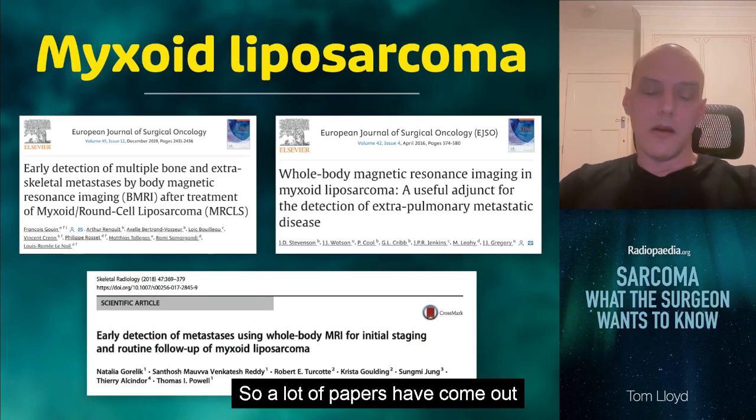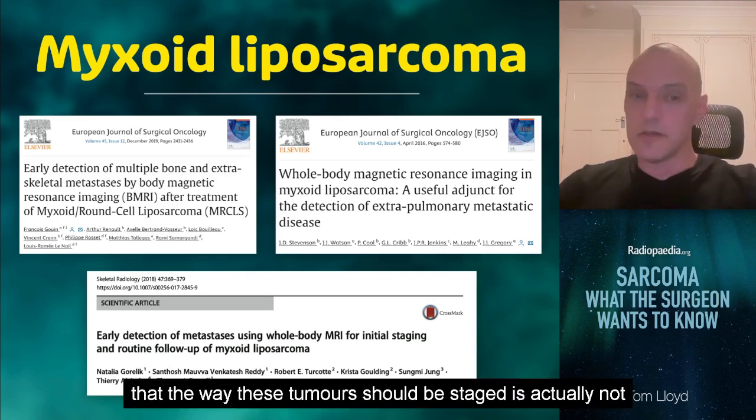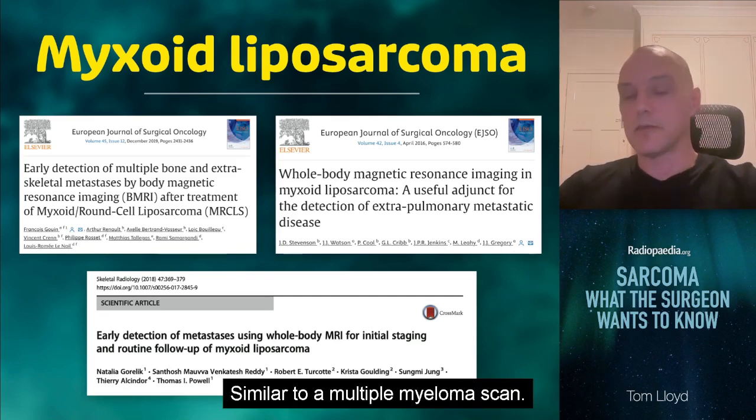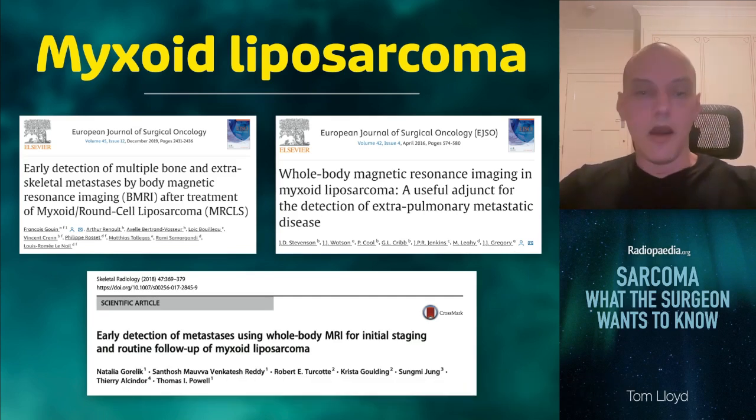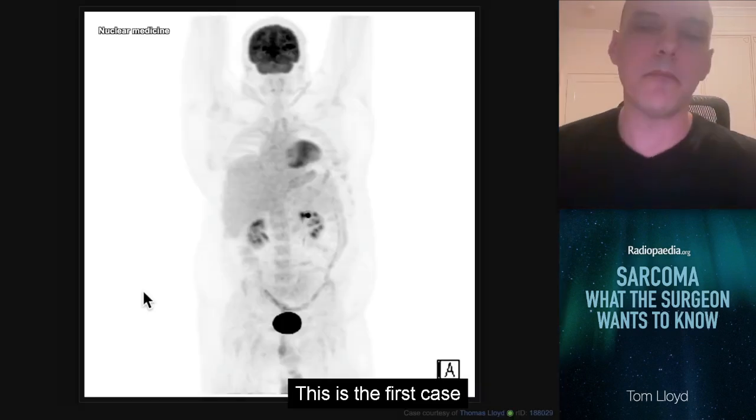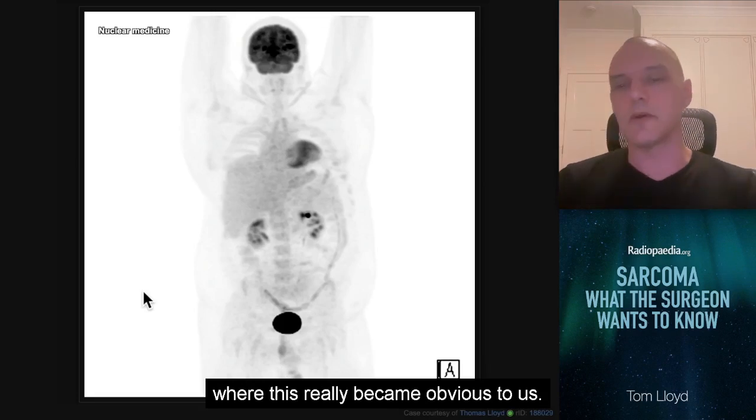So a lot of papers have come out of recent years suggesting that the way these tumours should be staged is actually not with PET, but with whole body MR, similar to a multiple myeloma scan. Now, I've got a case that I want to show you. This is the first case that we saw in our institution where this really became obvious to us.